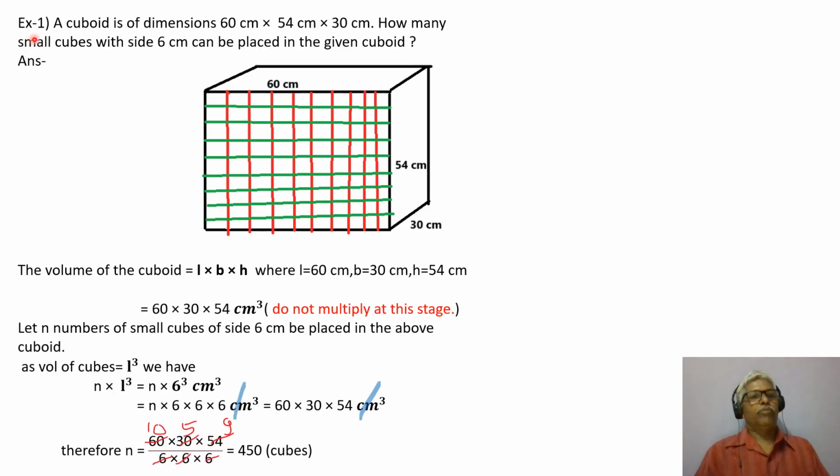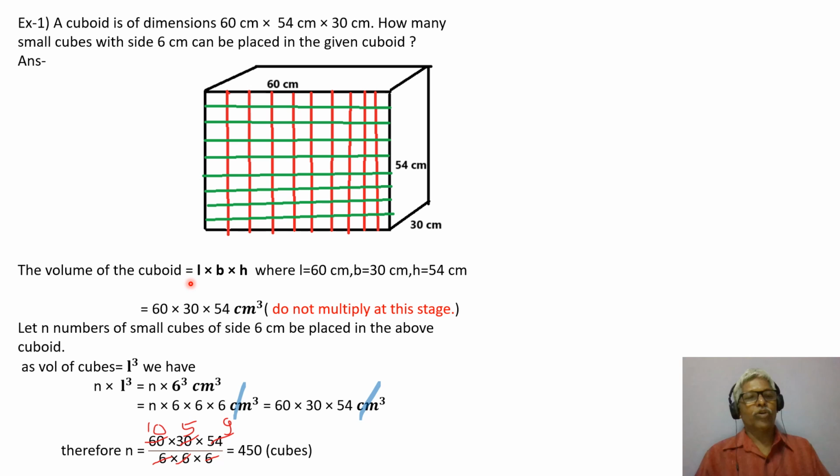First exercise, problem number 1. A cuboid is of dimensions 60 centimeters into 54 centimeters into 30 centimeters. How many small cubes with a side of 6 centimeters can be placed in the given cuboid? Remember, the cubes have side 6 centimeters. Answer: draw a rough sketch of this type, where this is the 60 length, this is 30 breadth, and height is 54 centimeters. And now the mathematical part.